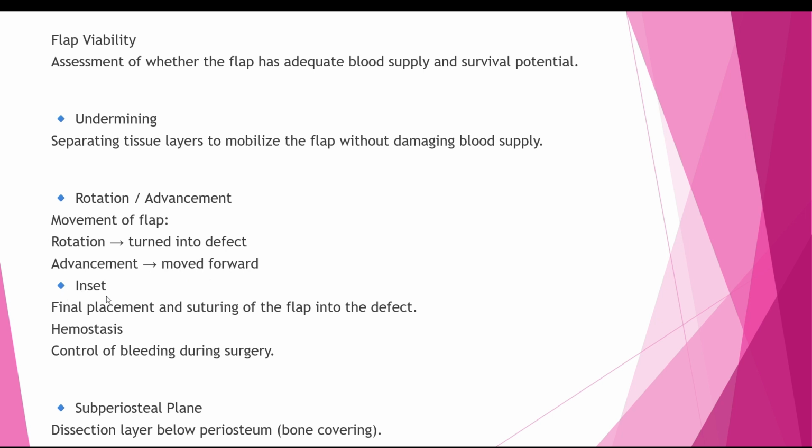Next we have the inset. Final placement and suturing of the flap into the defect site is called inset. Next, hemostasis. Whenever there is a surgery, when the bleeding occurs, the physician will do hemostasis, means control of bleeding he will do. Okay, we will use it as the term hemostasis. Next, we have subperiosteal plane. So here the dissection layer below the periosteum. Okay, bone covering.